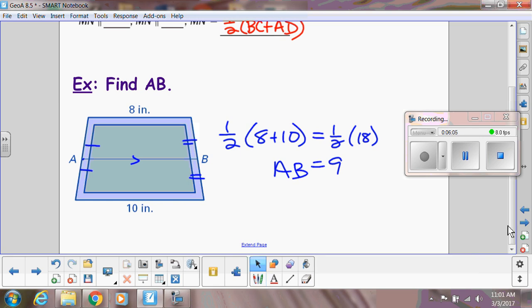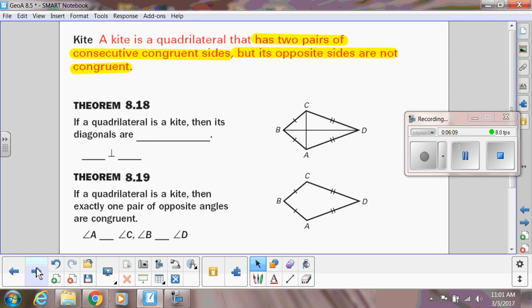Okay, so we've got lots of things going on with trapezoids. We've got isosceles, base angles, and mid-segments. Then we have a kite. A kite is a quadrilateral that has two pairs of consecutive congruent sides. So looking at this diagram right here, consecutive congruent sides, these are the ones that are right next to each other. All right, the opposite sides are not congruent. Okay, so these have to be something different.